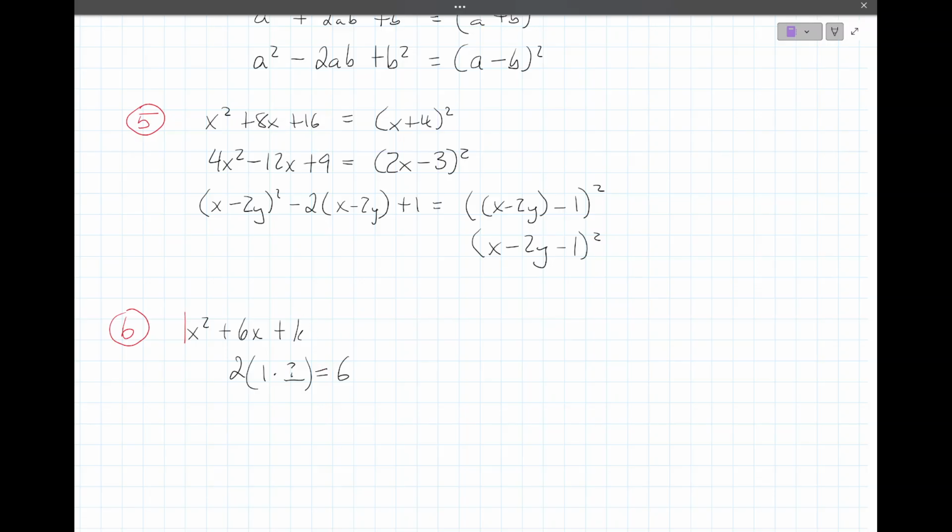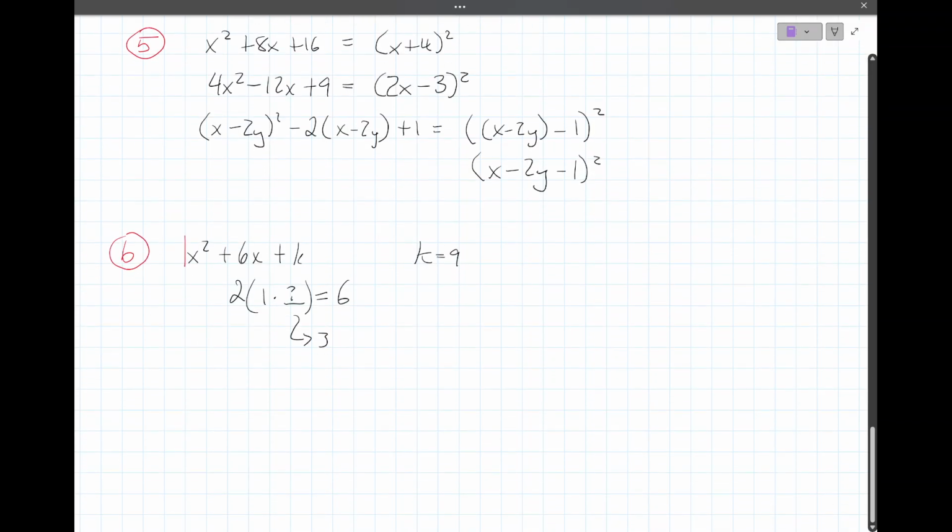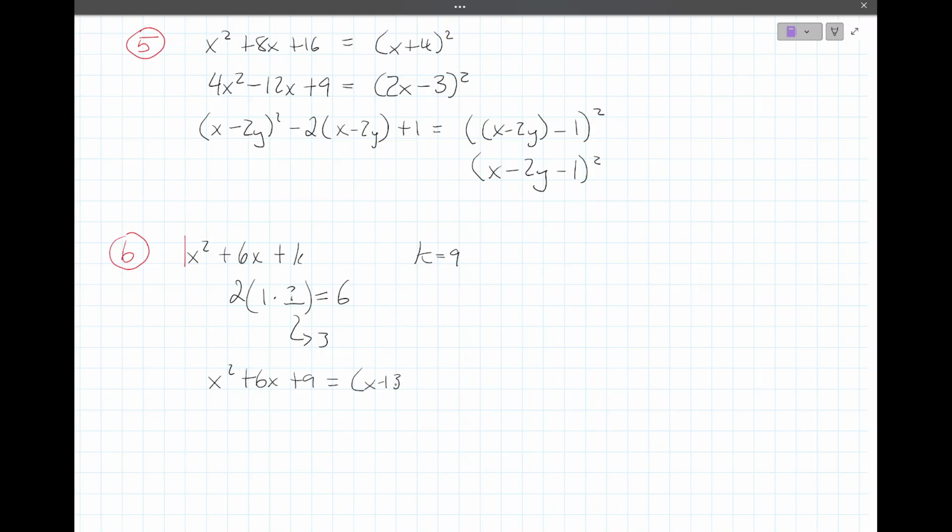You can do this by sight, but I want to make sure that we mechanically know what's going on. If we solve this, we know that the only thing that this could be is 3. But that's the square root of k, so then k has to be 9 in order for this to be a perfect square. So here I'm going to get x squared plus 6x plus 9, and that becomes (x plus 3) squared. So k is equal to 9.